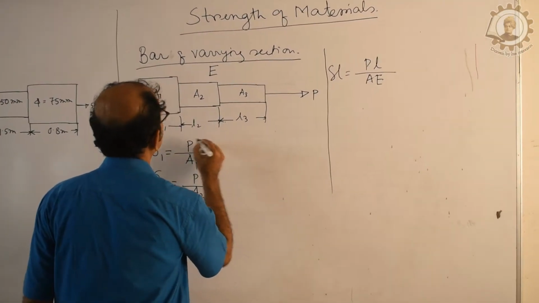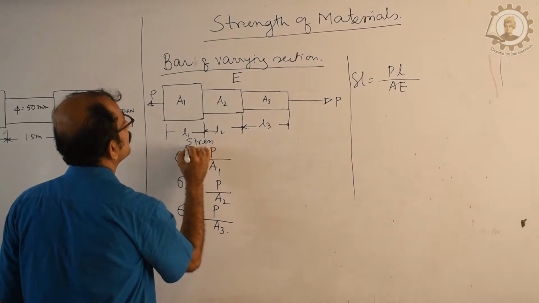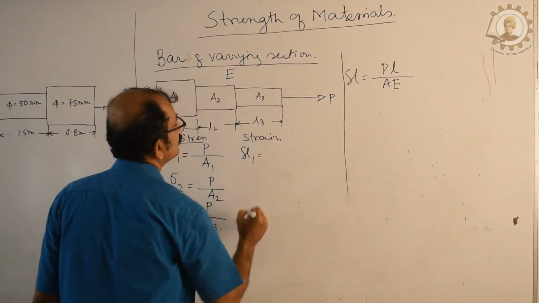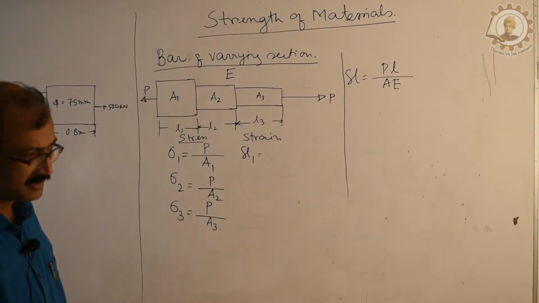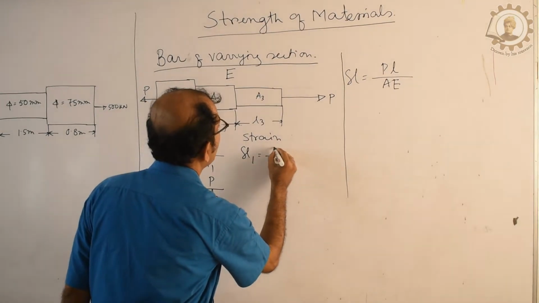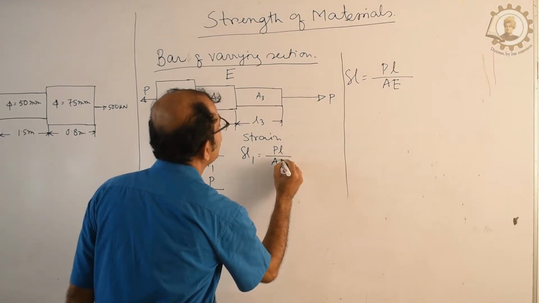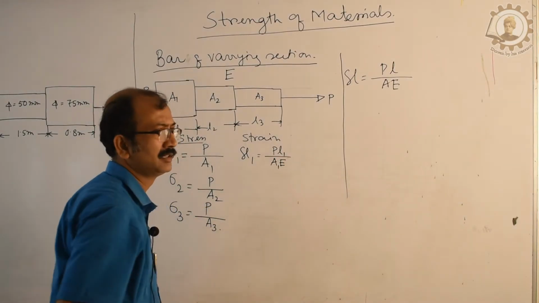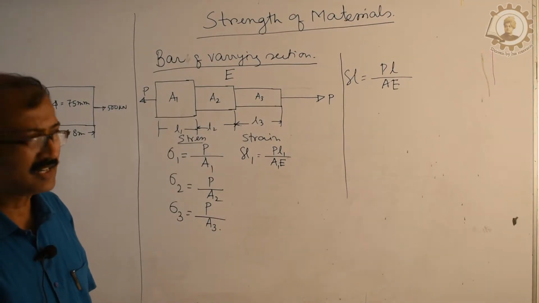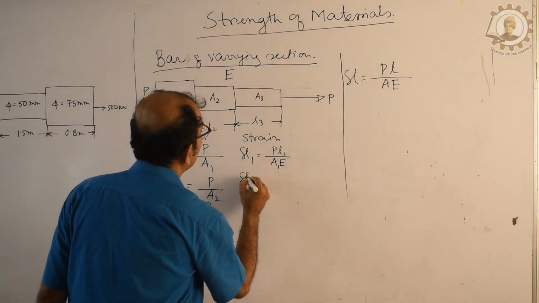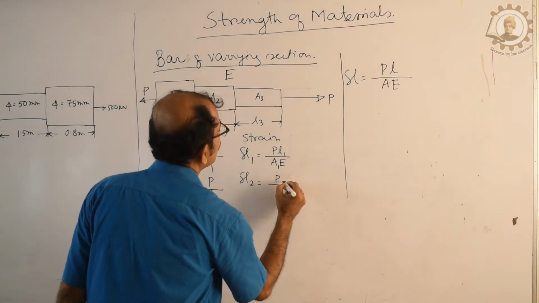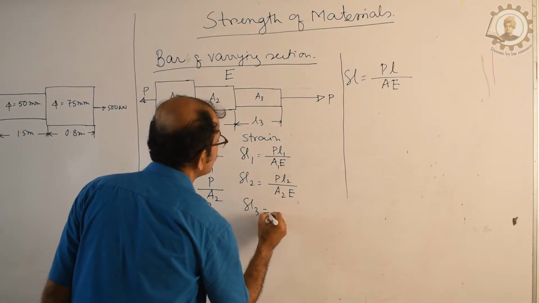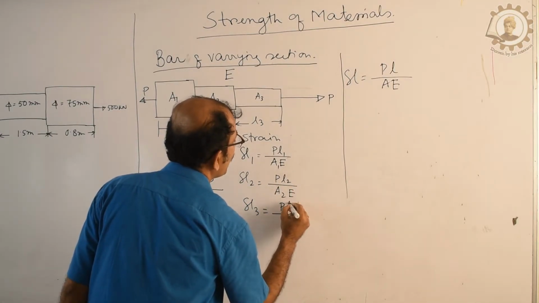Now this is the stress developed in the first, second and third parts. Now the strain. Del L1, by the PL by AE formula, is PL1 by A1E, where E is constant for all three parts. Similarly del L2 is PL2 by A2E and del L3 is PL3 by A3E.